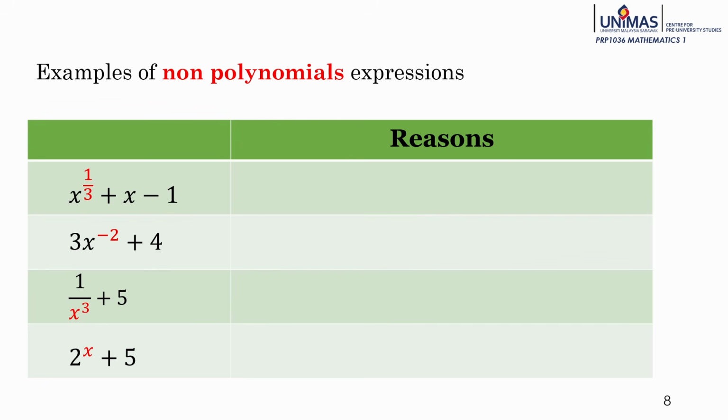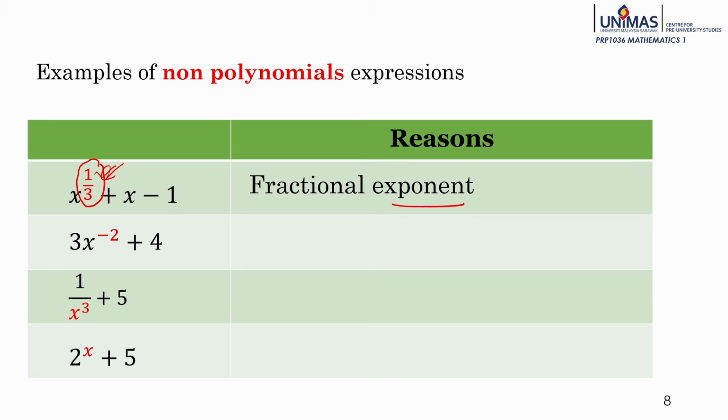Next, let's see the example of non-polynomial expression. Okay, the first one, x to the power of 1 over 3 plus x minus 1. You can see that the power here is 1 over 3. So remember what I said before: the power cannot be negative and also cannot be a fraction. So the reason is the fractional exponent. The power here is a fraction.